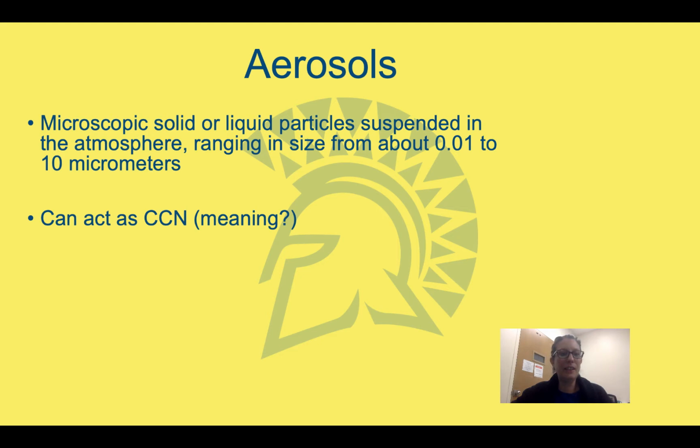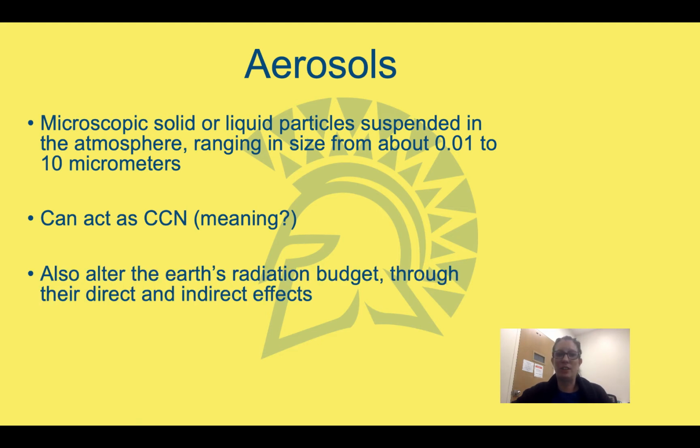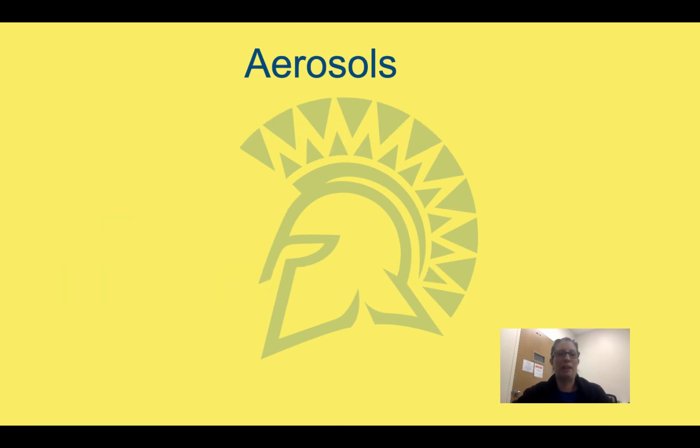Now, they can act as CCN, meaning cloud condensation nuclei. That's going to be the thing that allows the water vapor to condense onto it and create a cloud droplet. But they also alter the Earth's radiation budget through the direct and indirect effects.